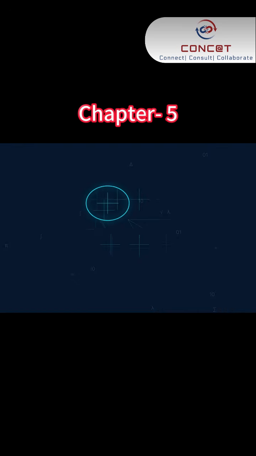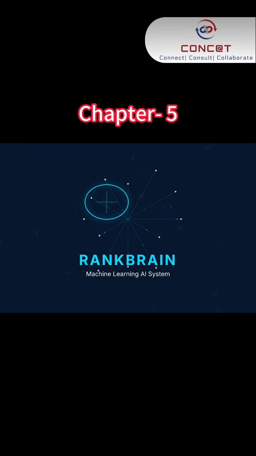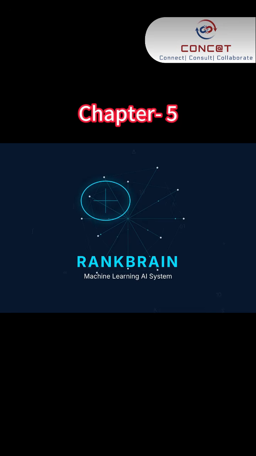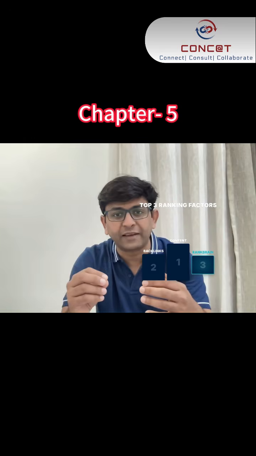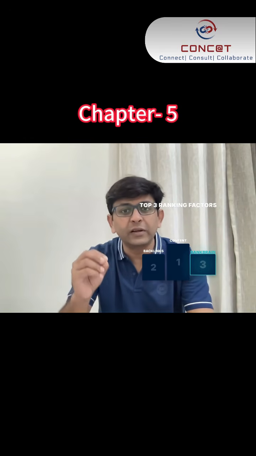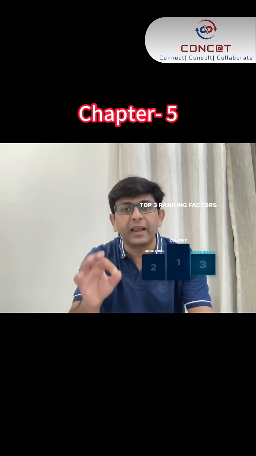That same year, Google introduced RankBrain, a machine learning AI system that helps understand complex and unique queries. Google calls RankBrain its third most important ranking factor, as it learns from user interactions to provide more relevant results.